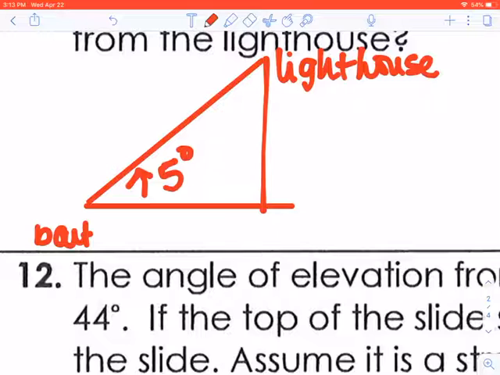Okay. It also says if the top of the lighthouse is 161 feet above sea level, how far is the boat from the lighthouse? So when we want to know how far, usually it's a horizontal or vertical distance. So this is x. We are not looking for the length of the diagonal, that'll be in different situations. We want to know from the boat to the lighthouse, and so we're going to be looking for that x there.